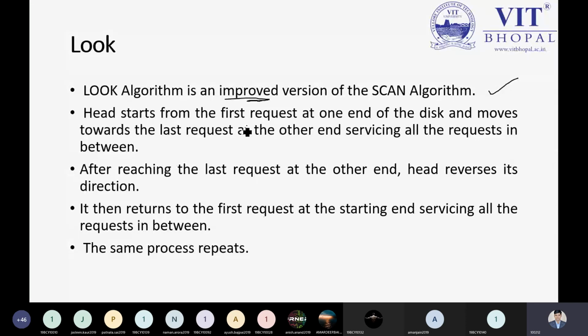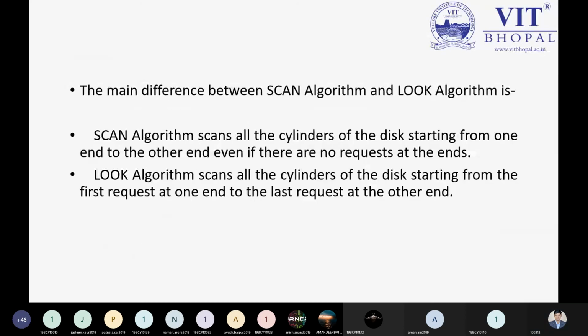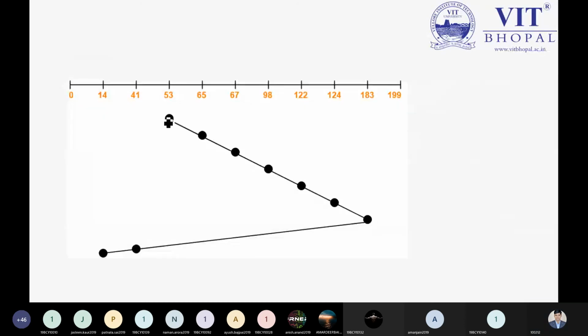Please keep in mind the head starts from the first request at one end of the disk and moves toward the last request. So look at this example. Okay, this is an example. This is a LOOK. LOOK will not go to the last. It will use the forward direction first and then go to the backward direction. It will not go to the initial point and last point. But in the SCAN we need to do that. So that's why we can say it is an improved version.